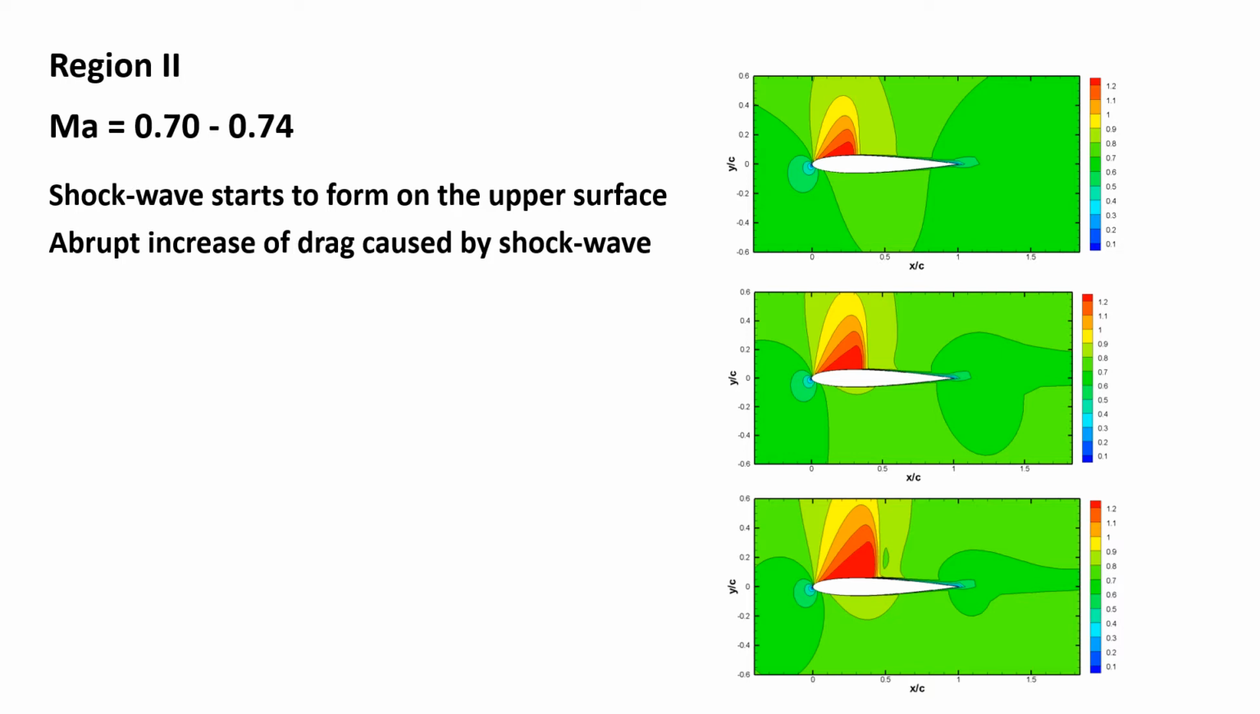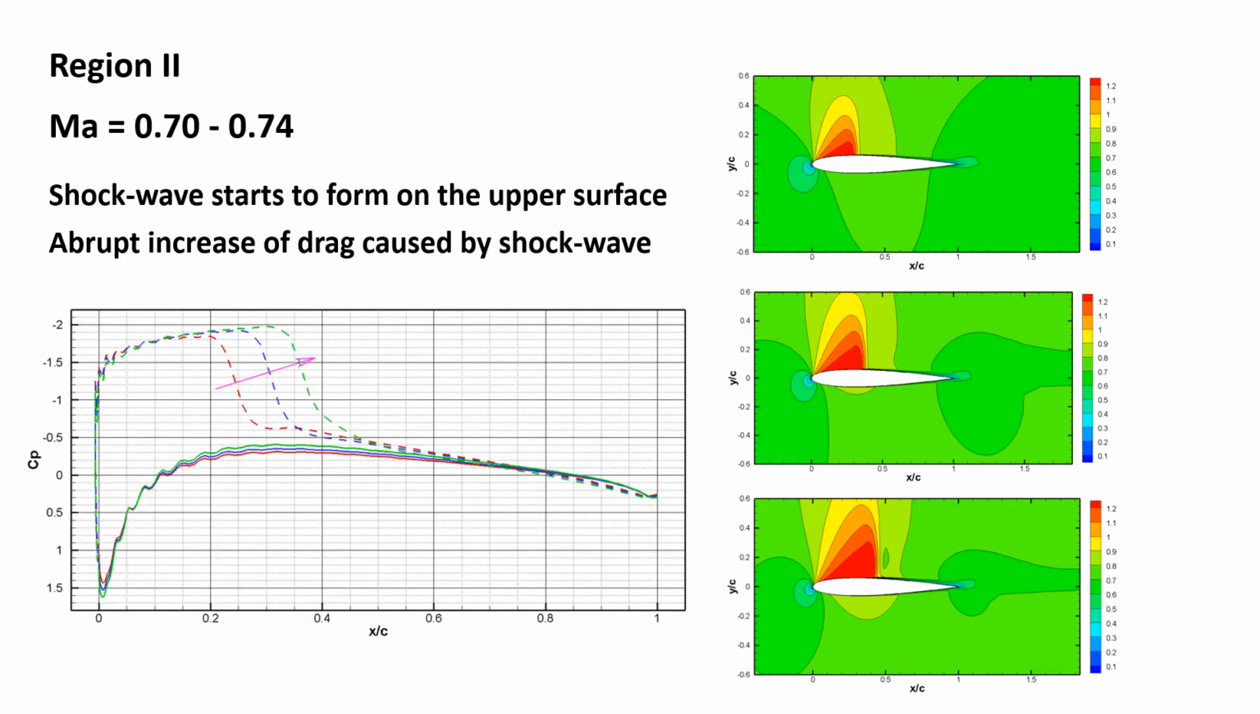Right. So as I write in here, a shock wave starts to form on the upper surface, and an abrupt increase of drag will be caused by the shock wave. So that's the wave, typically the wave drag. And that's why we get an abrupt change in drag coefficient. And how about CL, the lift coefficient? So we need to move to the CP distribution.